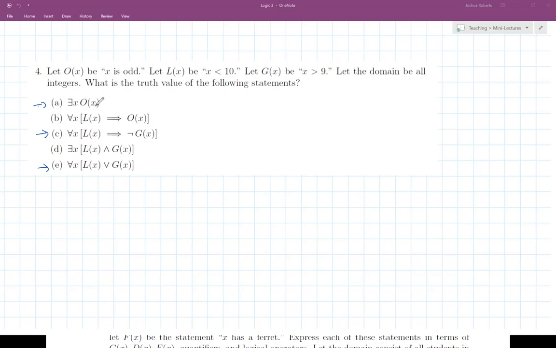Well, we should read what things mean first. O of x is the predicate x is odd. L of x is the predicate x is less than 10. G of x is the predicate x is greater than 9. Okay, so this is what I recommend. Write these out in English, and then you can analyze it a little bit better.